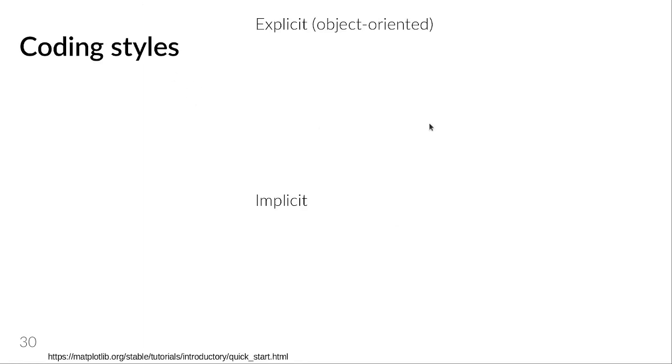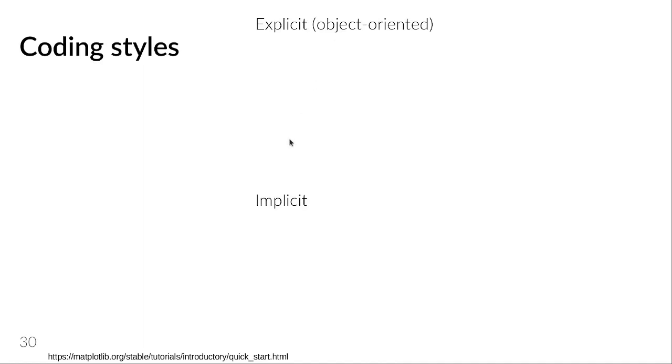There's an explicit and an implicit coding style. The explicit style is object-oriented and is the most transparent way of interacting with Matplotlib because you're directly or explicitly interacting with the objects. The implicit style is much more similar to MATLAB. It can do the same things in most cases, but you don't interact directly with the objects.